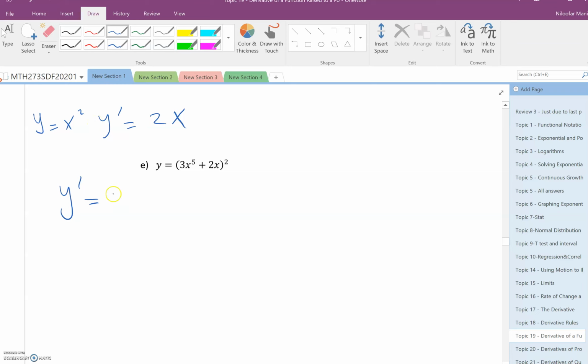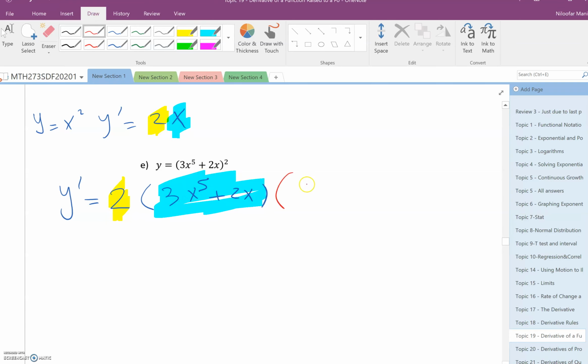So y prime is 2. Instead of x, I have 3x power 5 plus 2x power 1. Okay, so this is this and this. This is this and this. And then times derivative of u. U is 3x power 5 plus 2x.